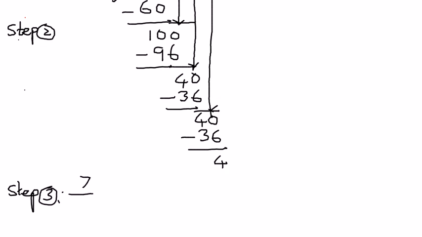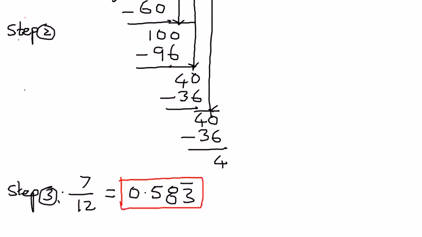The fraction 7/12 can be written out as 0.583 repeating, or 0.583 recurring. So this is how we convert a fraction to a decimal number.